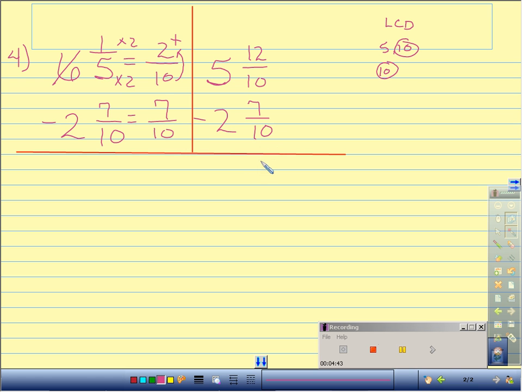12 minus 7 is 5 over 10. 5 minus 2 is 3. If you notice, 5/10 is not in simplest form. So let's break that down. Divide both by 5. Our new answer is 3 and 1/2.